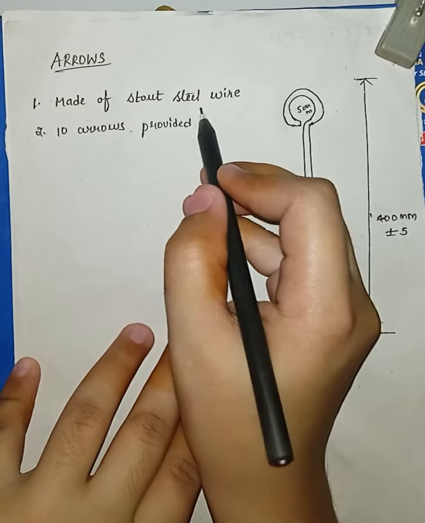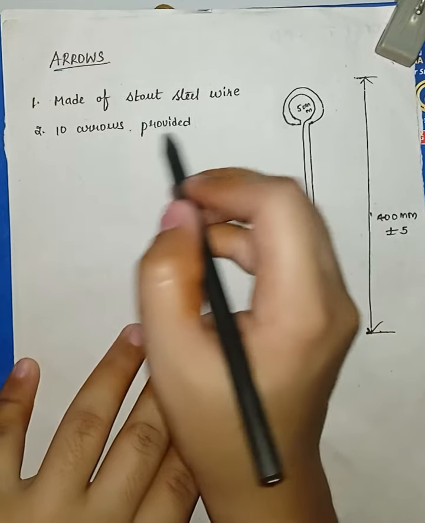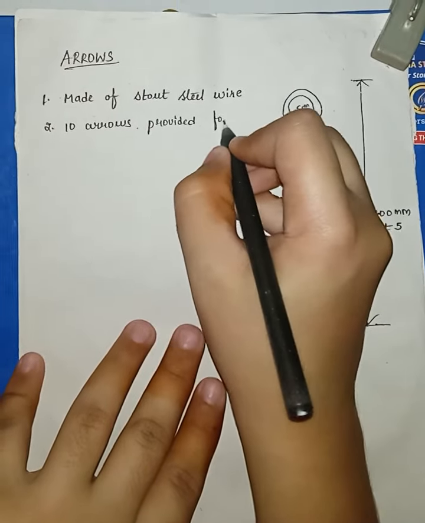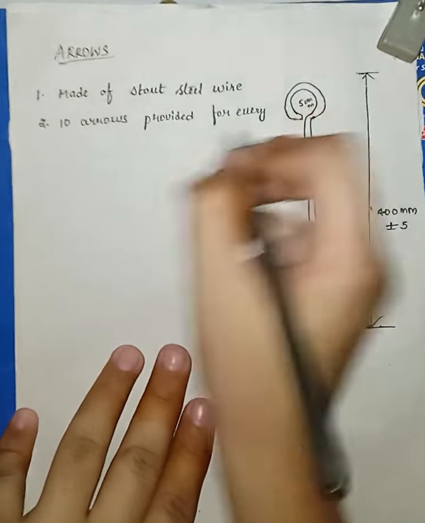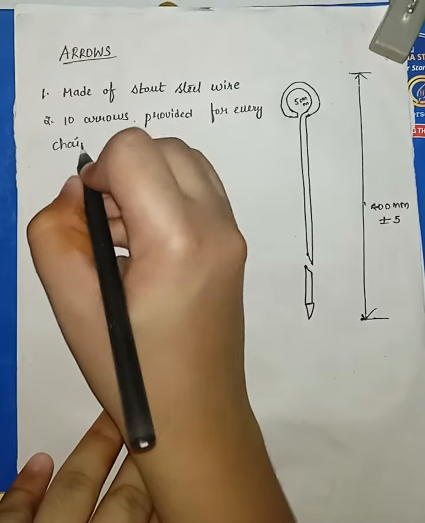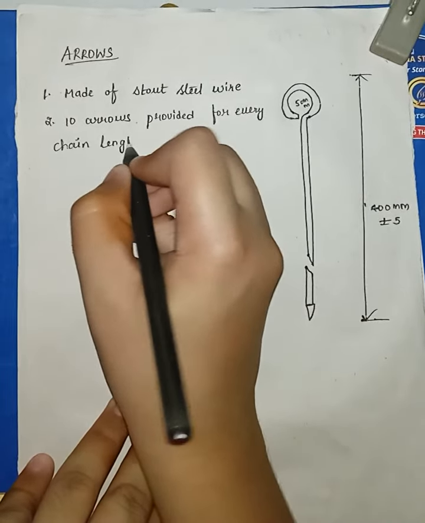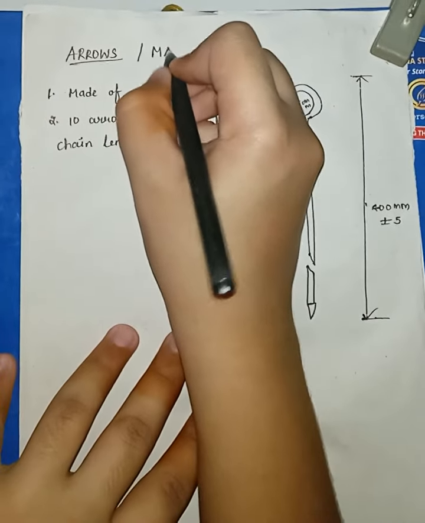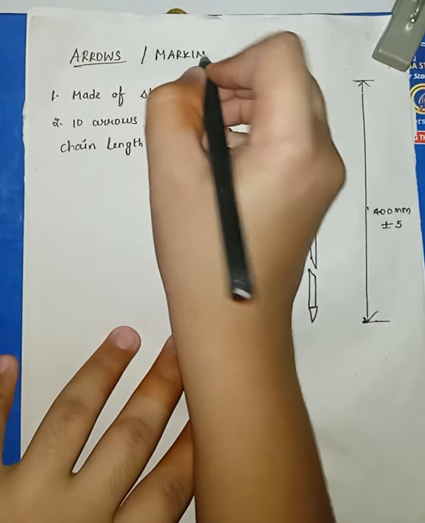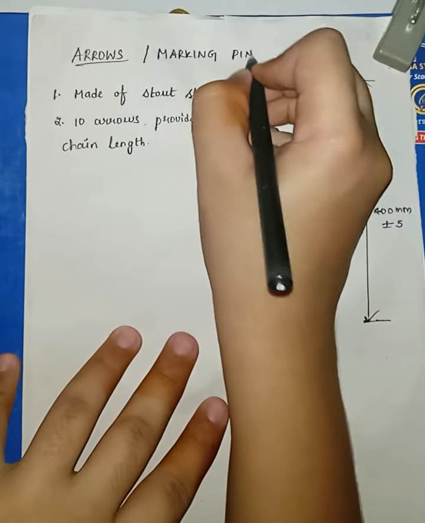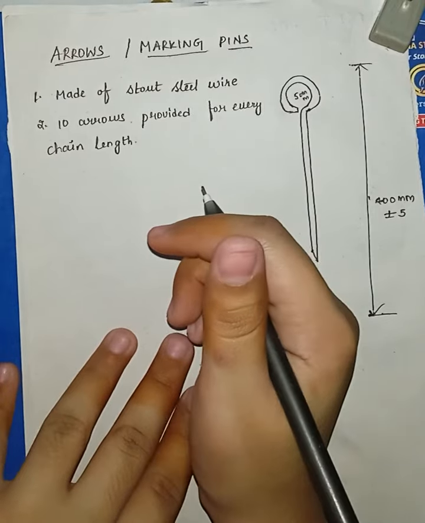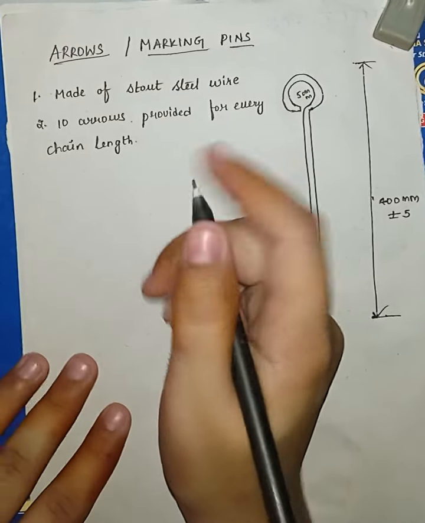The arrow is made up of taut steel wire, and for every chain length we are providing 10 arrows. The name for arrows is also marking pins. This is another name for the arrow. An arrow is inserted into the ground after every chain length and measured on the ground.